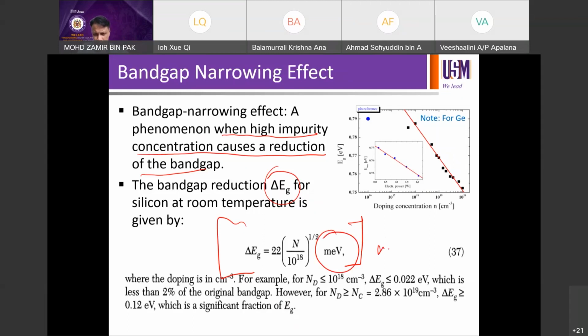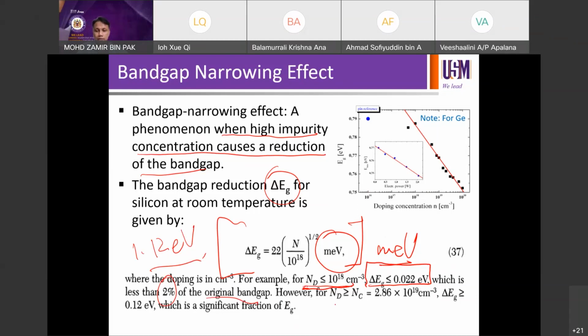So note that the unit is very small, milli electron volt, right? One of 1,000 of electron volt, depending on the level. Where doping is in per centimeter cube, as we discussed before. For example, for ND less than 10 to the 18, so if you talk about N-type, remember ND is for N-type, NA is for P-type. Delta Eg is less than 0.02 eV, right? So if you're talking about less than 10 to the 18, delta Eg is 0.02 electron volt, which is less than 2% of the original band gap. And the original band gap is somewhere 1.12. So it's less than 2% change of the original band gap due to the incorporation of the dopant.